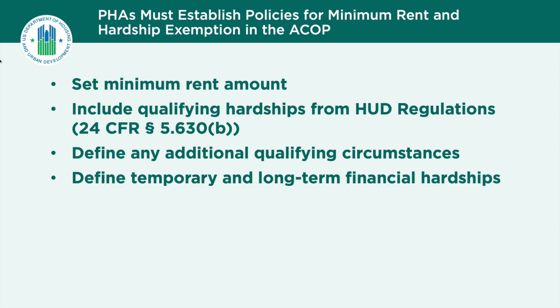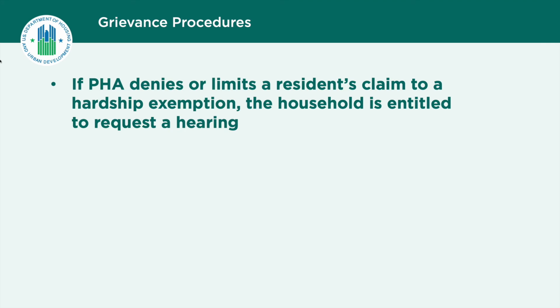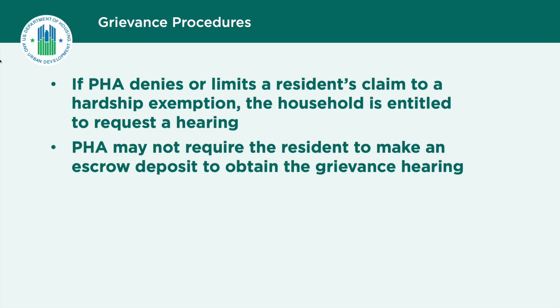In addition, the PHA should include definitions of temporary and long-term financial hardships. Any other circumstances determined by the PHA need to be clearly defined in the admissions and continued occupancy policy. Remember that you may need to provide a reasonable accommodation to a person with disabilities if there is a unique circumstance that was not included in your policy. If a PHA denies or limits a resident's claim to a hardship exemption, the resident is entitled to request a hearing under the PHA's grievance procedure, and the PHA may not require the resident to make an escrow deposit to obtain the grievance hearing.